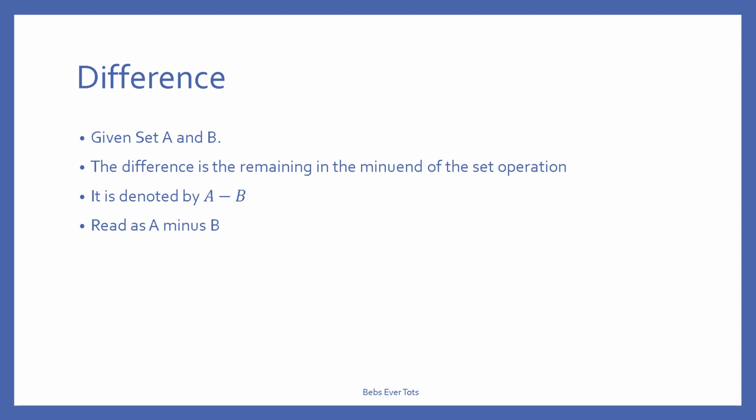Now, let's have difference. Difference, given set A and set B. The difference is the remaining in the minuend of the set operation. It is denoted by A minus B, read as A minus B.